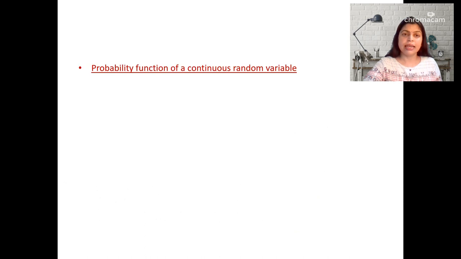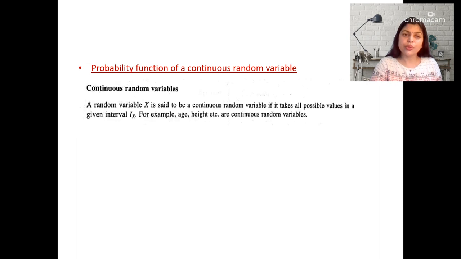Now, next we are going to learn about the probability function of a continuous random variable. As I told you, a continuous random variable x takes all possible values in a given interval, for example age or height. Suppose we are interested in ages from 12 years to 13 years. We are selecting all the members who are 12 years 1 day, 12 years 2 days, like hours. So we are getting the complete range here, and x is taking the complete range. This kind of variable is the continuous random variable.